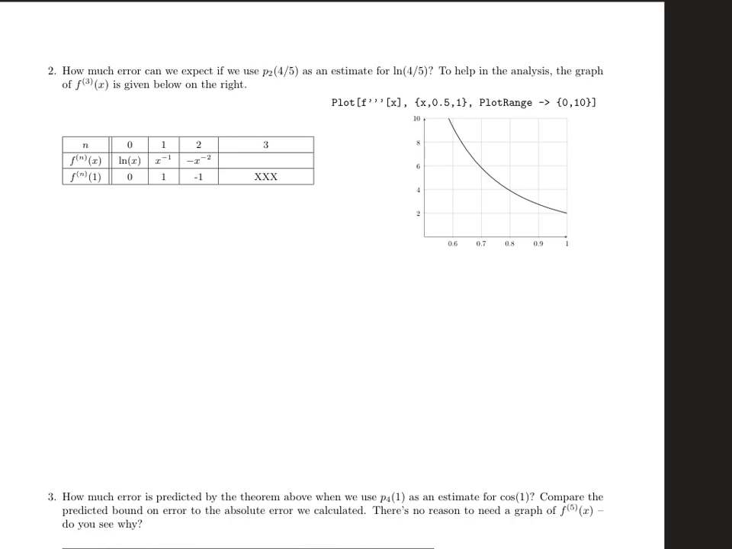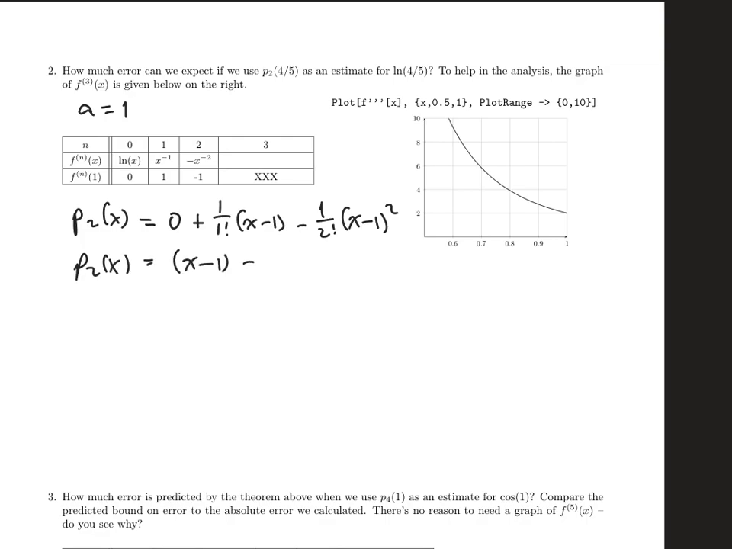So this was the table using log of x and its first and second derivative, and we're centering this approximation at 1 here. And so the polynomial, here we're using the second degree polynomial, approximation will be 0 plus 1 over 1 factorial, x minus 1, minus 1 over 2 factorial, x minus 1 squared, which can be simplified as x minus 1 minus 1/2 x minus 1 squared. So this will be my approximating polynomial.